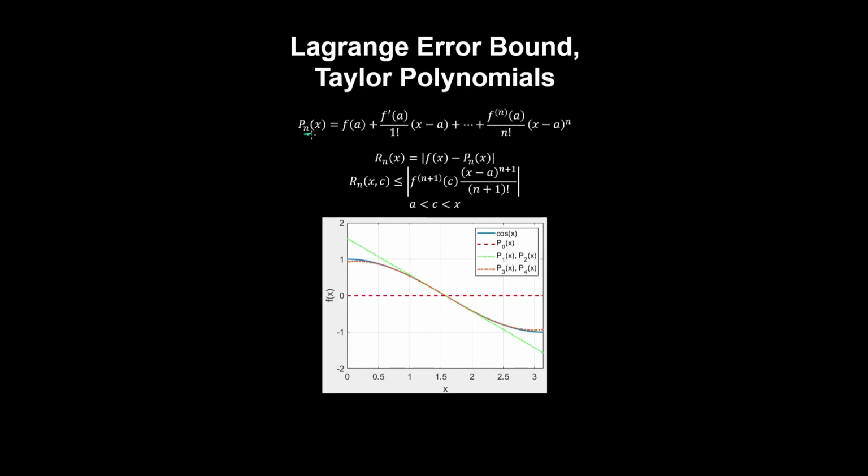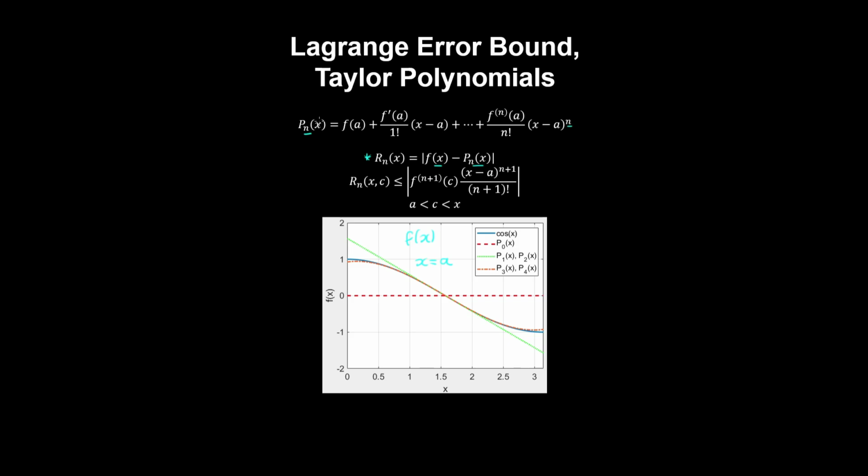Given the Taylor polynomial with an order n that's used to approximate a function f of x, and the polynomial approximation is centered around x equals a, then the remainder or error of the approximation is the absolute value of the difference between the function and the polynomial approximation. And this error is bounded by the next term in the Taylor series.